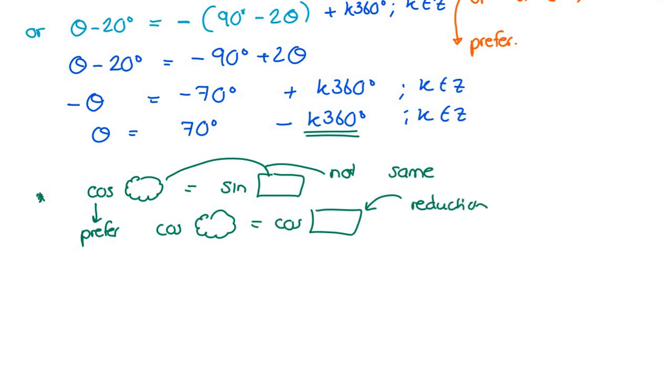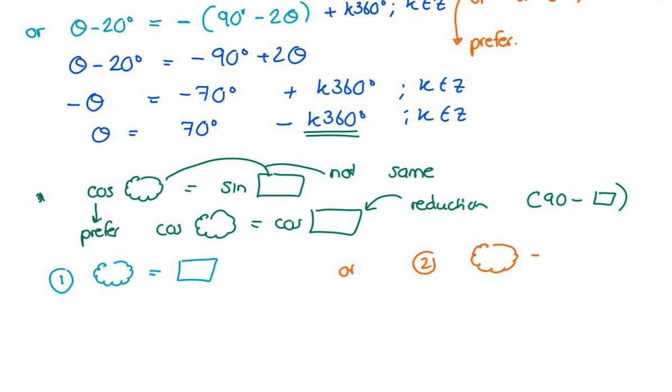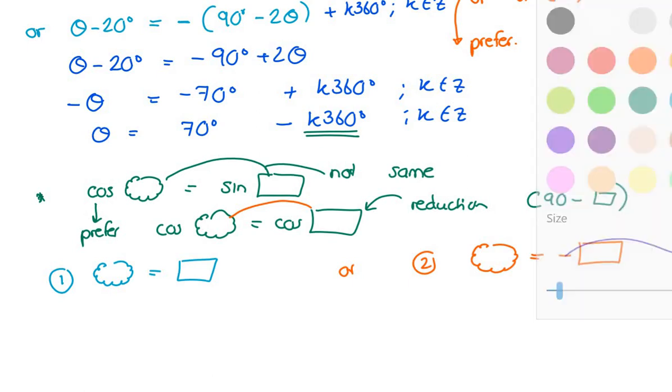And it's almost like we undo reduction because we do 90 minus our angle. Reason being, what can we do from there? Well, then option number 1 is that the two angles are directly equal to each other and you can solve. Or option number 2 is that the one angle is equal to the negative version of the other angle. So these two are either equal to each other or the one is equal to the negative version of the other. And then you solve. Very strange concept and definitely ones that need quite a bit of practice.